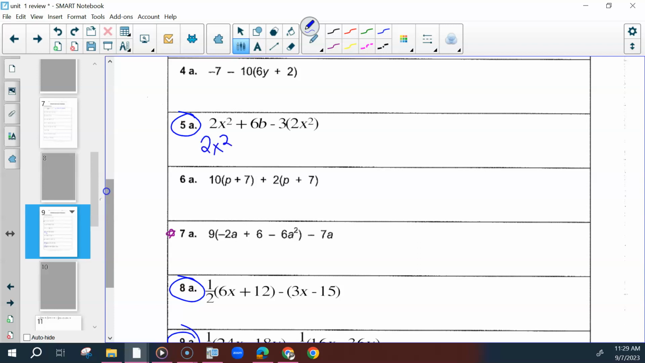Bring everything else down. And then you would combine like terms, if you have any. So if we combine like terms, what would that give us?